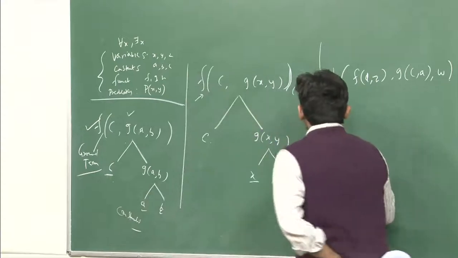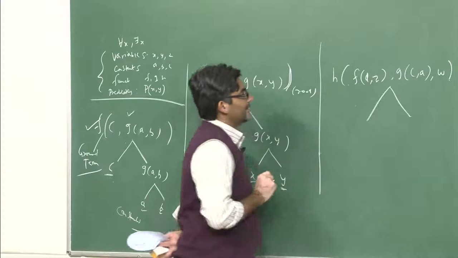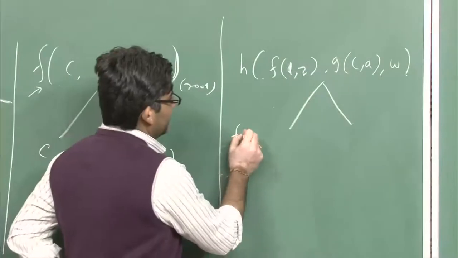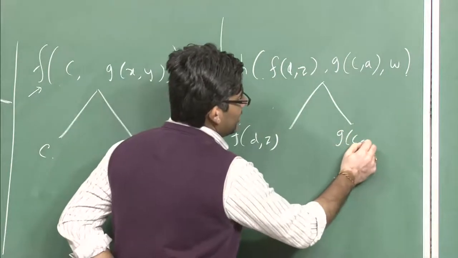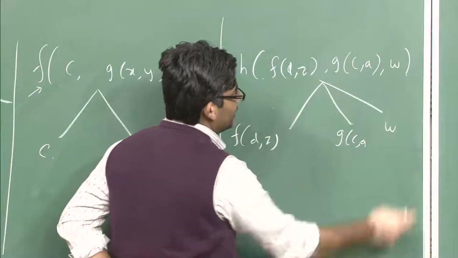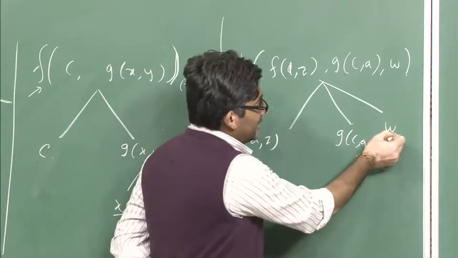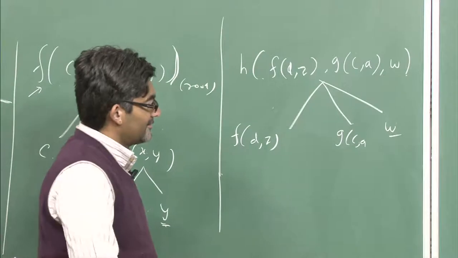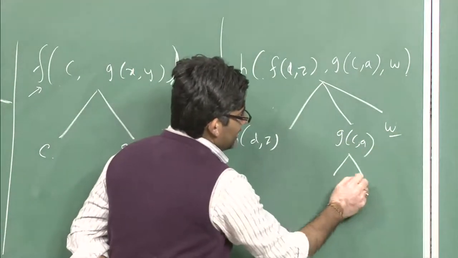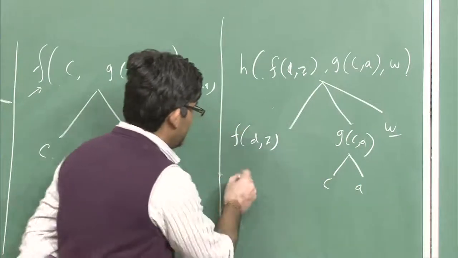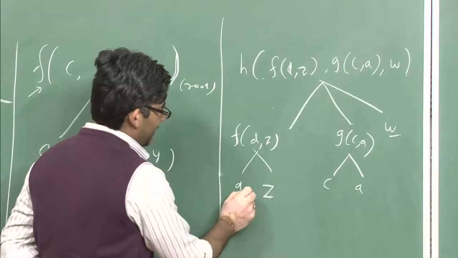So now coming back to this particular formula, this is going to be F D Z, and then you have G C A, and now this stops here itself. You have a term which consists of a constant or a variable, and now this changes to C and A, and this goes to D and Z.